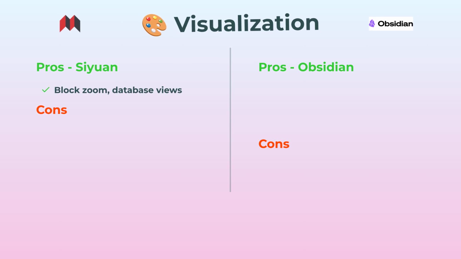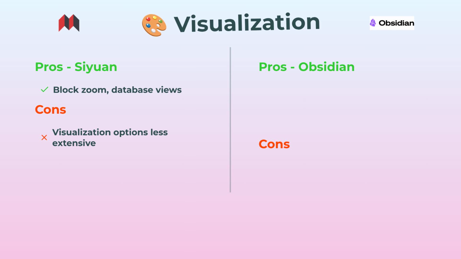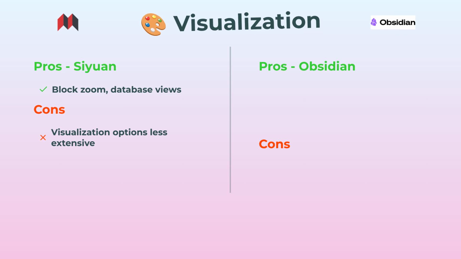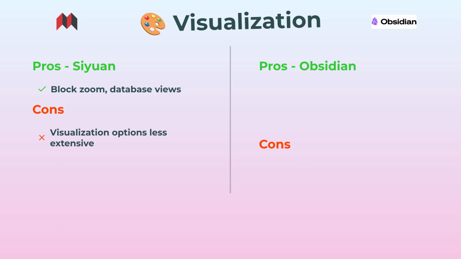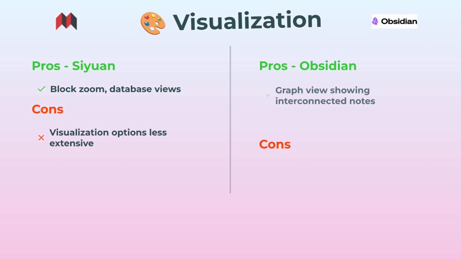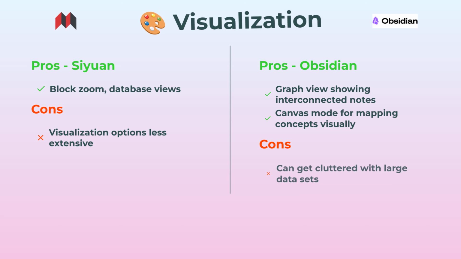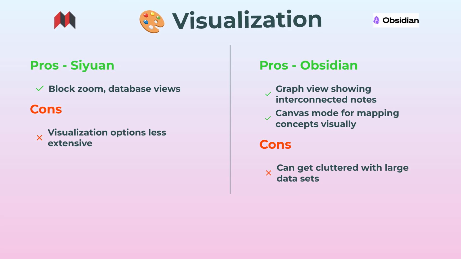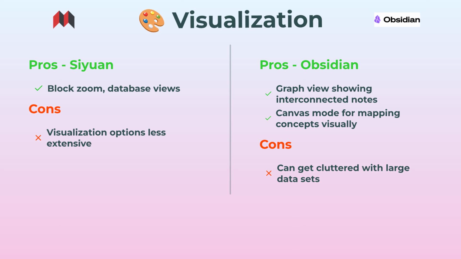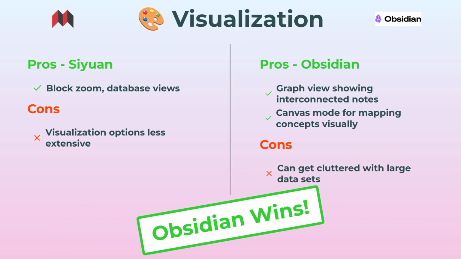Visualization? Siyuan gives you block zooms and database views so you can visualize your info in a pretty cool way, though it's not as visual first as some. Obsidian absolutely nails this with the legendary graph view. I mean, who doesn't love a web of interconnected notes? Plus, there's canvas mode so you can literally drag ideas around. Only hitch: if you have a huge data set, things can get kinda messy. But overall, Obsidian's visualization features are just next level. That's gotta be a win.